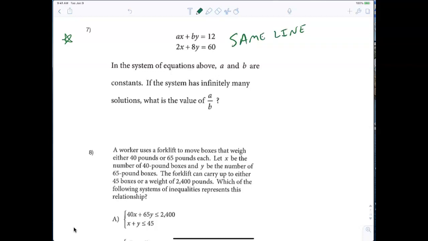All right, and if they have the same line, that means the equations have to be exactly the same. Does everybody agree with that? They have to be exactly the same. Are they exactly the same right now? No. But since this one says 60, how could I make that 60? Yeah, so everybody just multiply the top by 5. All right, we're going to multiply the top by 5.